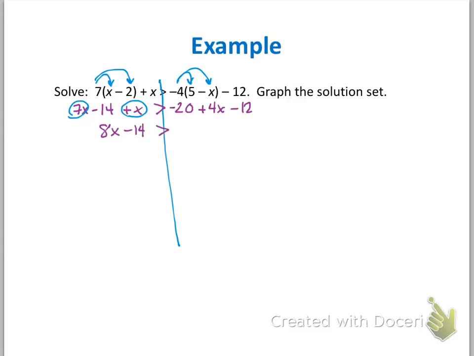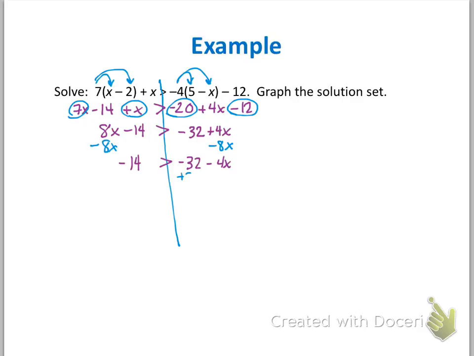I got some more like terms over here. Remember, those are both negative. So that gives negative 32 plus 4x. Now I need to get all variables on the same side. I think I'm going to subtract 8x. Either will be fine. You'll get the same answer. Remember that 14 is negative. That'll give me negative 4x there.